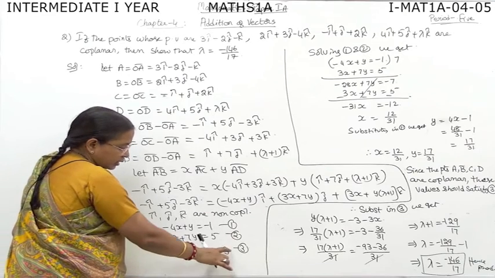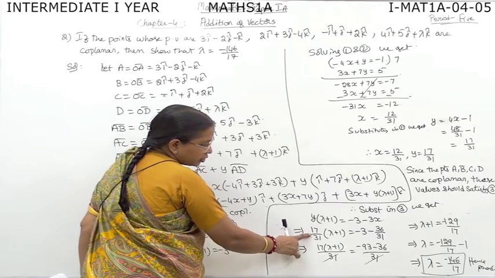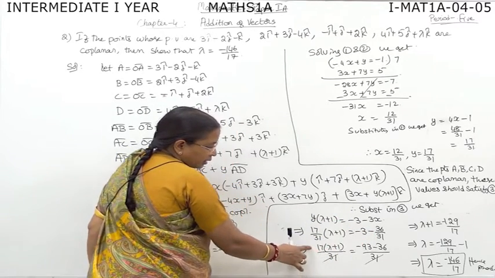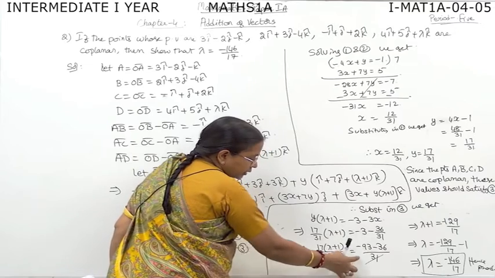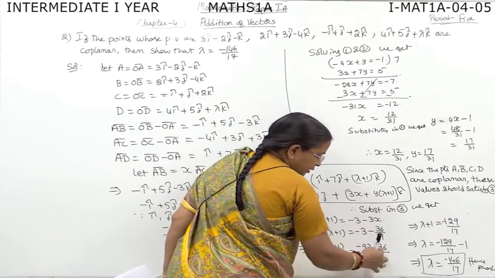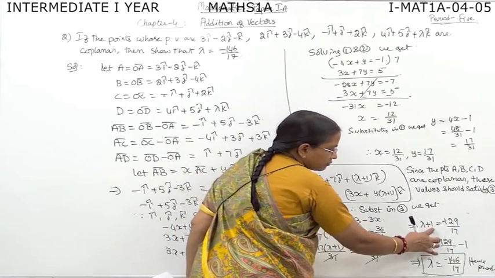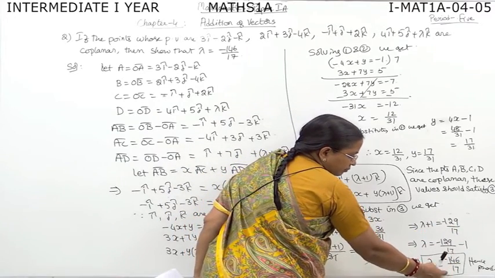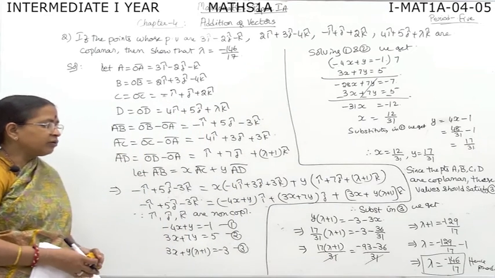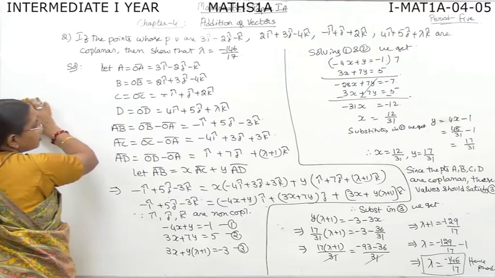We'll take this 3x to that side, so it is minus 3x. Now we will substitute the x value and also the y value. So you will get like this. After taking LCM, you can cancel 31 and take 17 to the denominator here. Simplify, so it is minus 129 by 17. Now take this 1 also to that side, LCM, simplify, you will get the value of lambda as minus 146 by 17. Hence it is proved. So like this we do the problem.